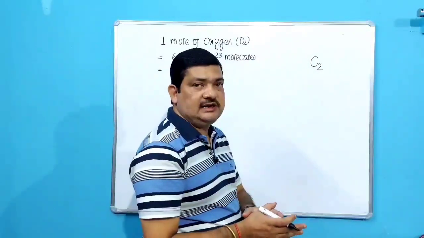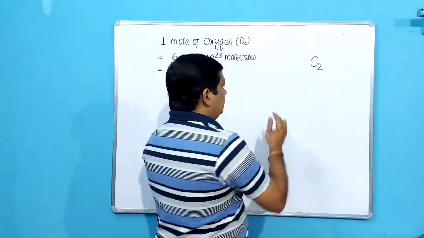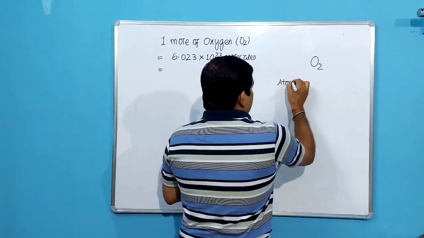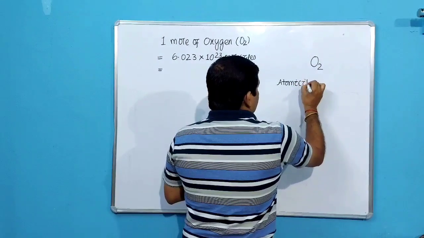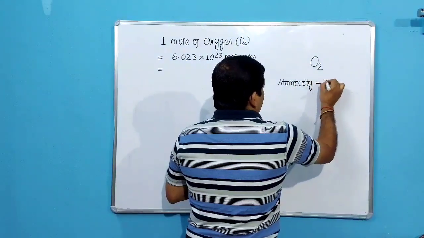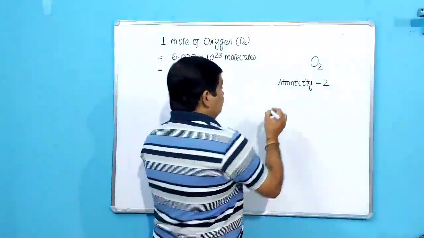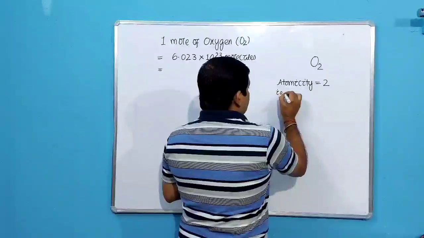Then, as I told you, oxygen molecule means O2. That means 2 atoms of oxygen combine to form the oxygen molecule. This is called atomicity. So what is the atomicity of the oxygen molecule? Atomicity is 2. The atomicity of the oxygen molecule is 2. That means what is atomicity?